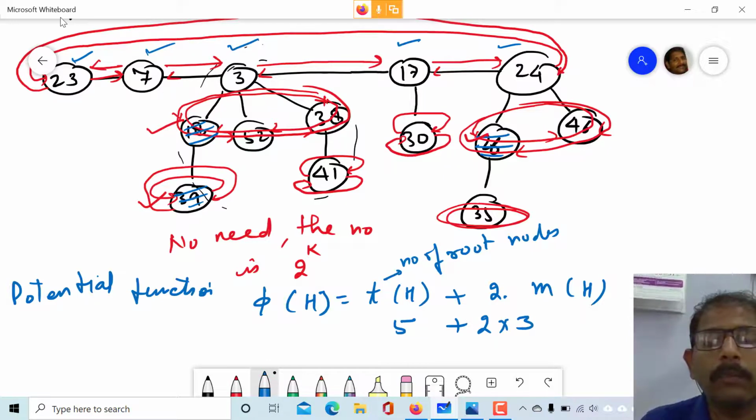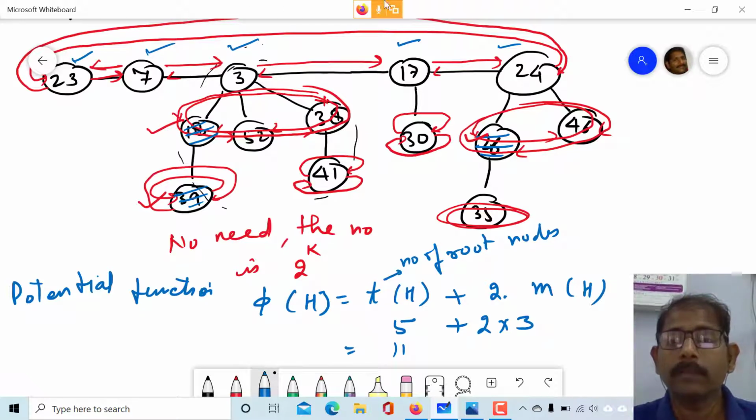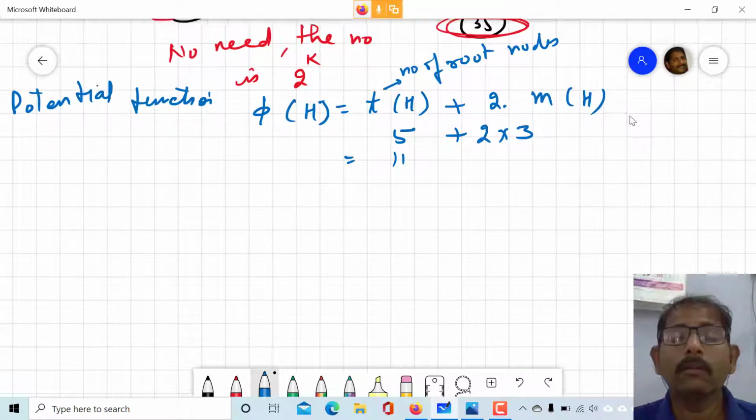So what is the value of this phi h? The phi h value will be 5 plus 6, that means 11. So 11 is the value of the potential function.